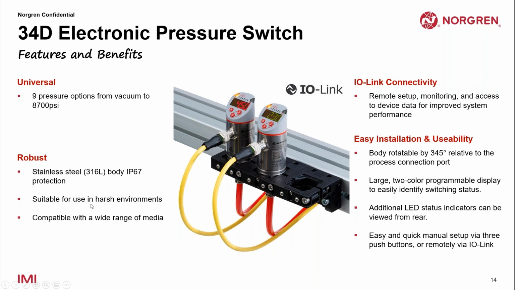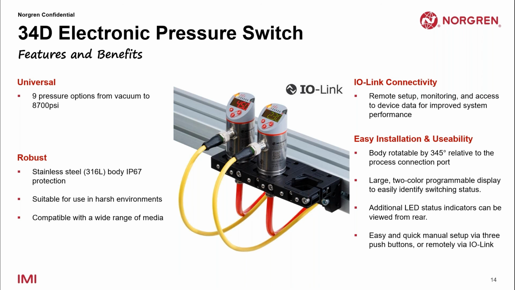As far as some of the benefits, the 34D design is universal. With one sensor design, you can reach a variety of these pressure ranges, making it great for machine builders who are looking to standardize on one sensor. It's pretty robust. It's got a stainless steel body, and so it's suitable for more harsh process control environments. It also has stainless steel wetted materials and FKM sealing, which means it can handle a little bit more aggressive media. It's also easy to install and use.